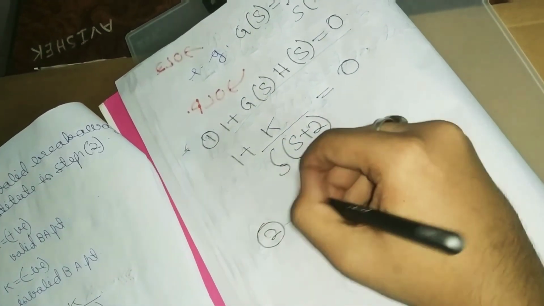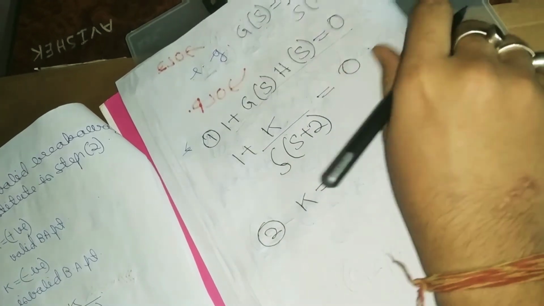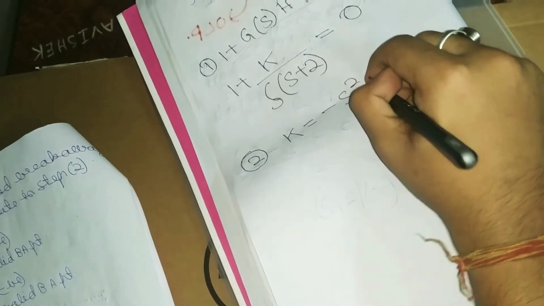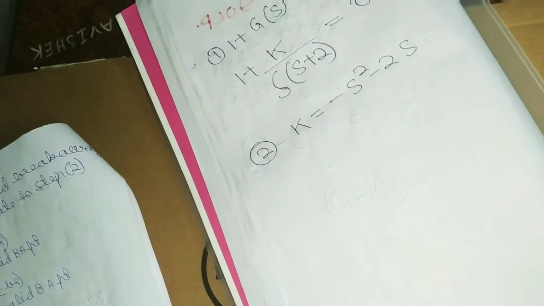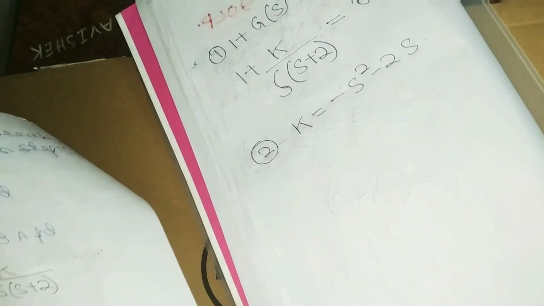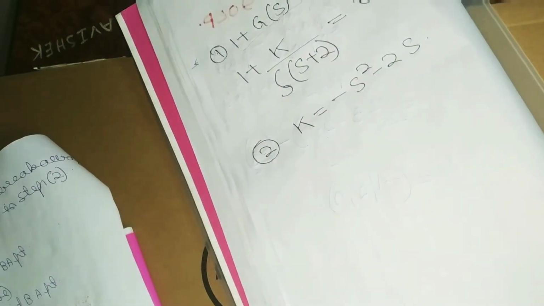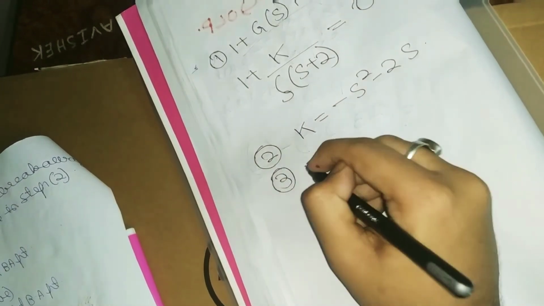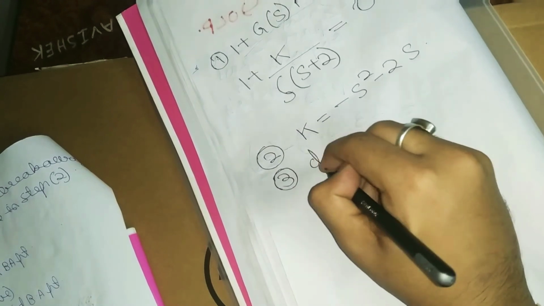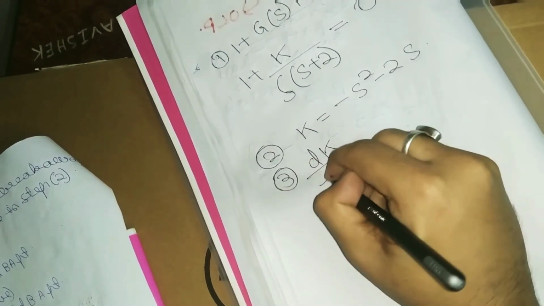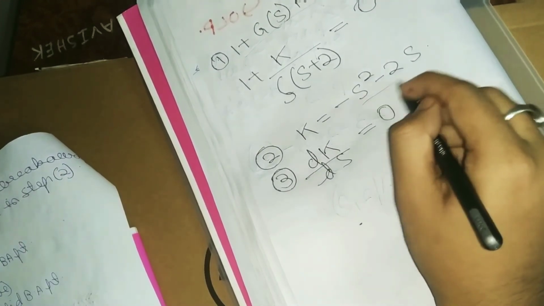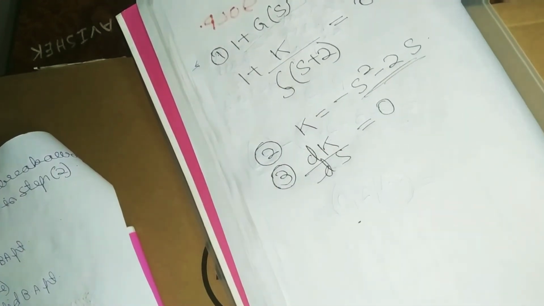So K is equal to -(s² + 2s). You have to write K in terms of s. And the third point is to find dK/ds equal to 0. So you have to differentiate this with respect to s.